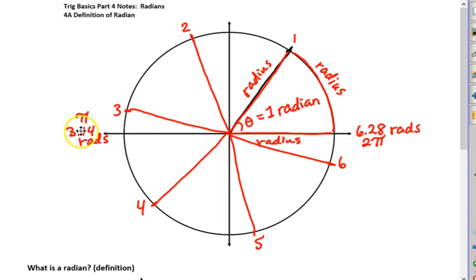So 3.14 radians, or pi radians, is equivalent to 180 degrees, and 2 pi, or 6.28 radians, is equivalent to 360 degrees. Now you might wonder, why would we bother to make radian measures when we already have degrees? Don't degrees work perfectly well? Well, they do for a lot of things, but not for everything. So that'll be the topic of our next video.